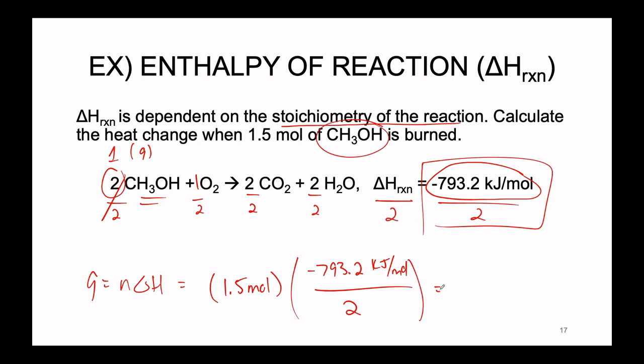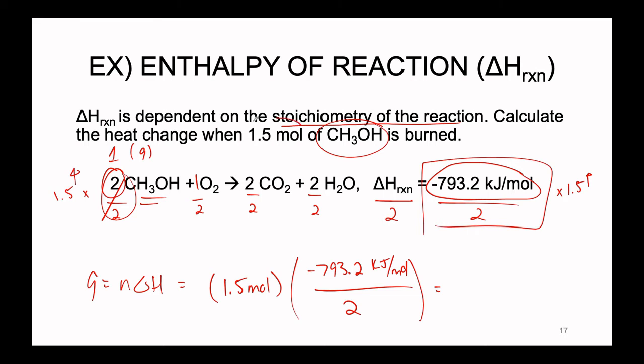So another way to think about how we're approaching this problem is we scaled the coefficients in front of the methanol down by 2, and now by multiplying by 1.5, it's like we're scaling it back up. And we're doing the exact same thing to the enthalpy. We scaled it down by 2 because that was the coefficient in our chemical reaction, and now we are scaling it back up by 1.5.